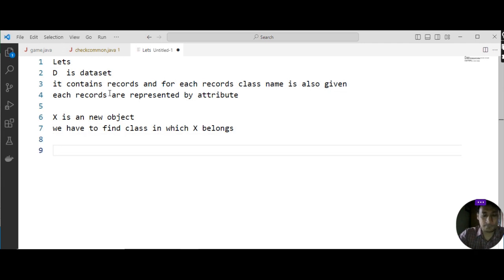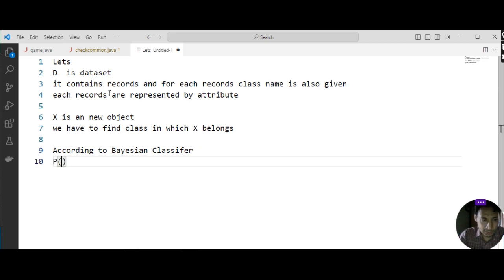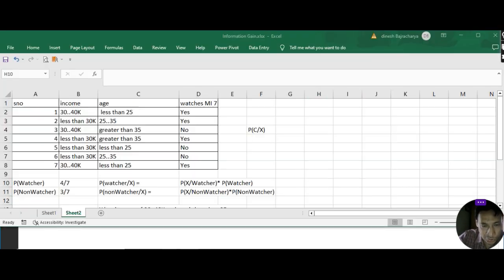So what we have to do, according to the Bayesian classifier, is find the probability of C conditioned on X. That is, we have already seen X. Now we have to know in which class C belongs, and to calculate this probability we have to get the probability of X conditioned on C, and we have to calculate another probability, that's the probability of C. So now let's see a simple example.